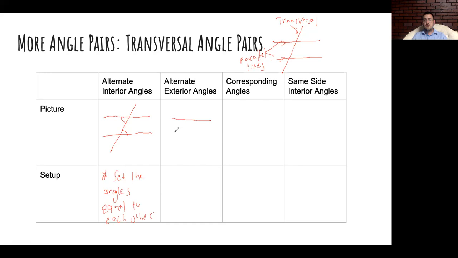All right, and then the alternate exterior angles, what this means is that you are on the alternate side of the transversal, but you are outside of the parallel lines. And like the alternate interior, you're going to set the angles equal to each other.